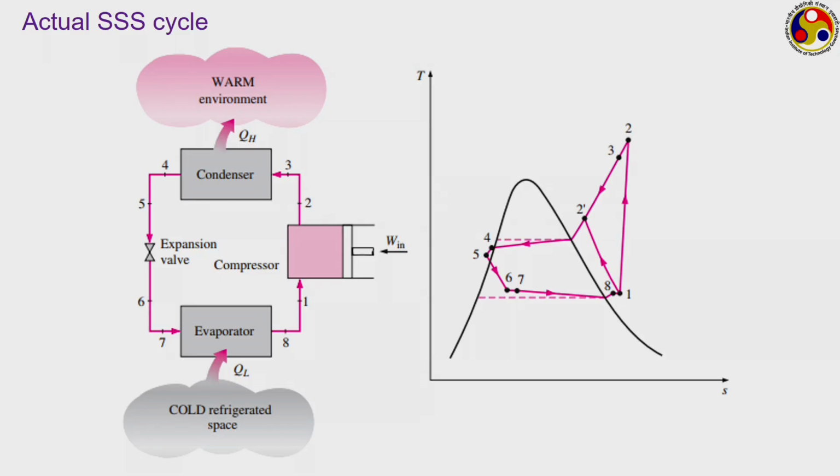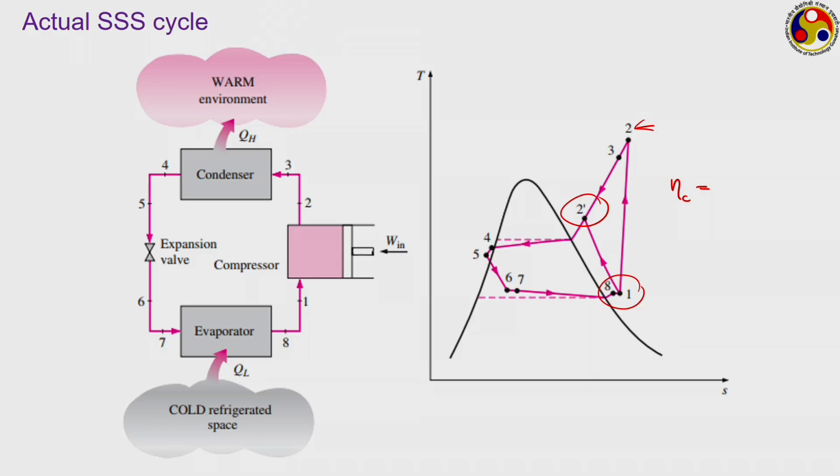Now, in a real situation, there can be several irregularities or irreversibilities that can be present in your SSS cycle, just like shown here. Here we can have several things, like the compressor can have isentropic efficiencies, and therefore, instead of starting from point 1, instead of reaching point 2, we may reach somewhere here, this 2 prime. So, we need to define an isentropic efficiency for the compressor.